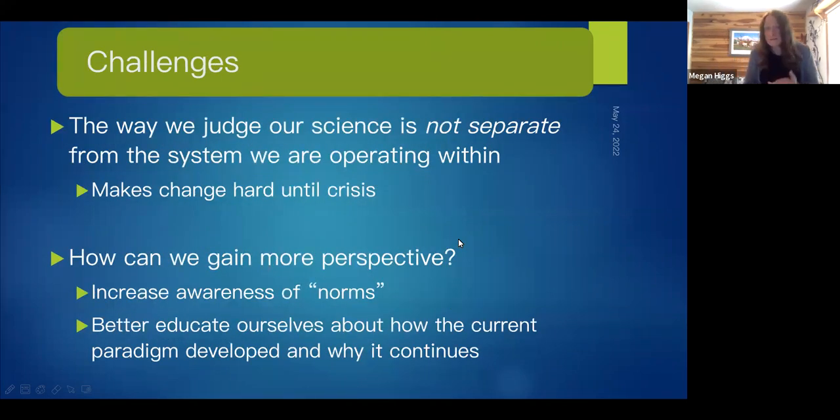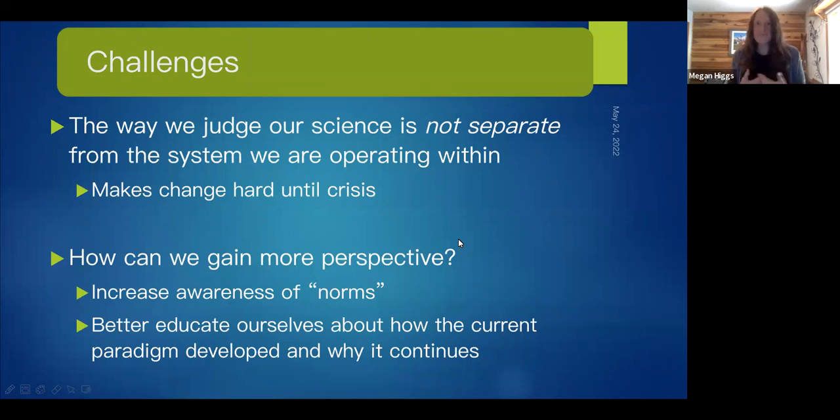We have to live and operate in some paradigm, but that's always a challenge, because the way we judge how well we're doing science is not really separate from the system we're operating within, right? We have this kind of vicious cycle. Biologist turned historian and philosopher Thomas Kuhn talks a lot about paradigms and paradigm shifts: you're wrapped up in normal science doing your thing until there's some huge crisis, which kicks you out of that paradigm, and then we start another paradigm. But change is really hard to recognize from within.